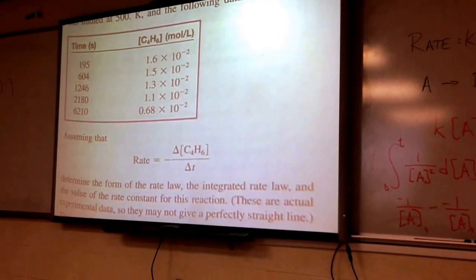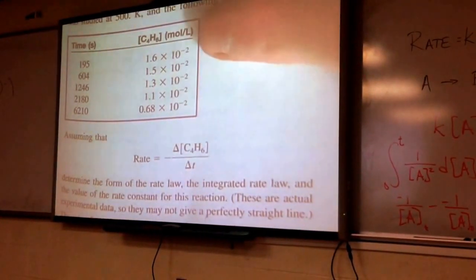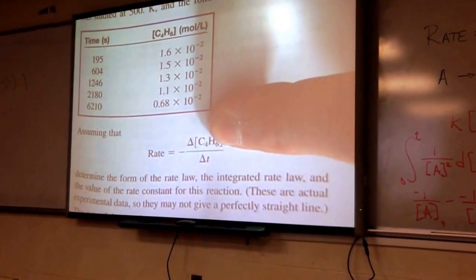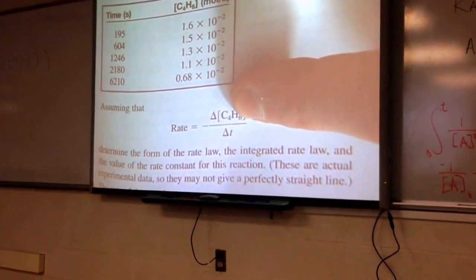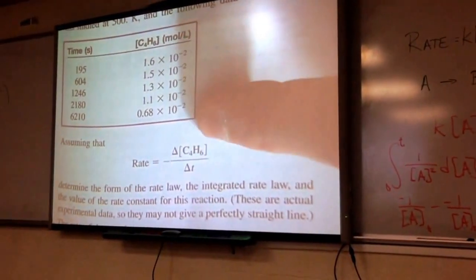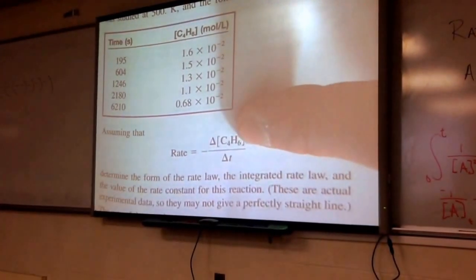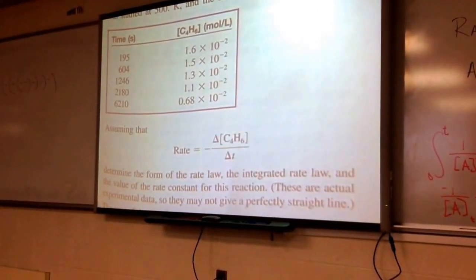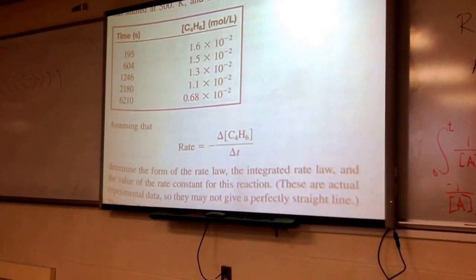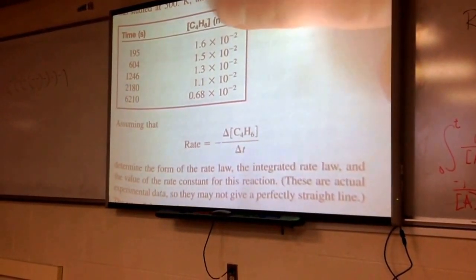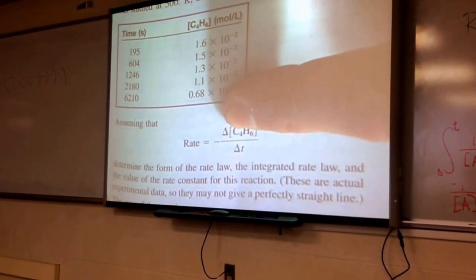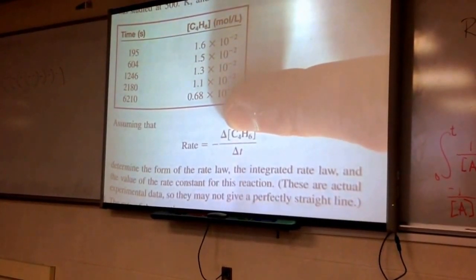But if it's not a straight line, then you've got to take the natural log of these values and then plot again, the natural log of the concentration versus time. If that's a straight line, then you know it's first order. So you write your rate law and you're done. If that's not a straight line, then you take the inverse of these values and you plot them versus time. Oh wait, there's an easier way to do this.